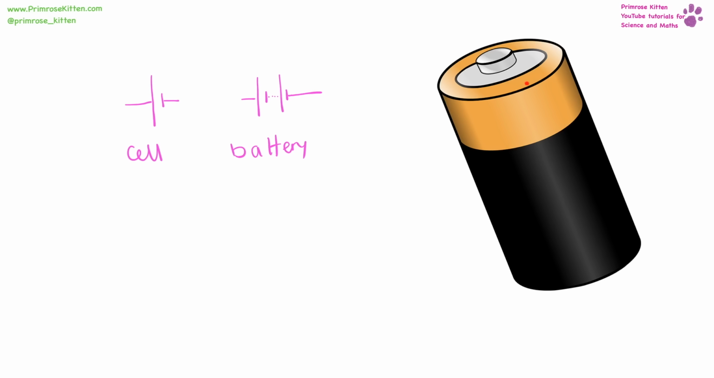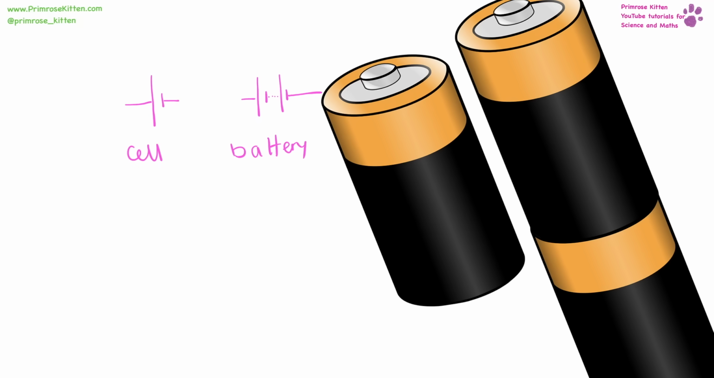That thing that we commonly refer to as a battery is actually a cell. I know it's really annoying. A cell is 1 battery. A battery is more than 1 cells. So this is a cell, and then 2 or more of them together would be a battery.